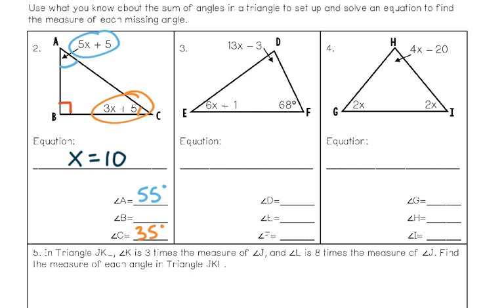Measure of angle C is 35. And we know the measure of angle B is 90. Now there is a way to check your work on this. See if you can figure it out.